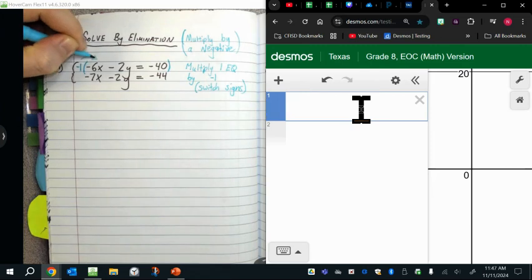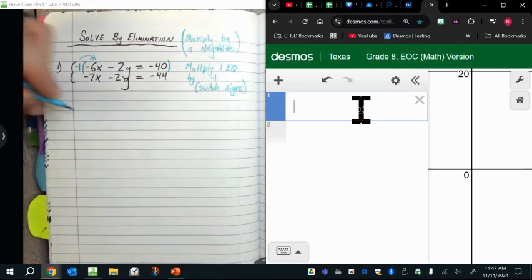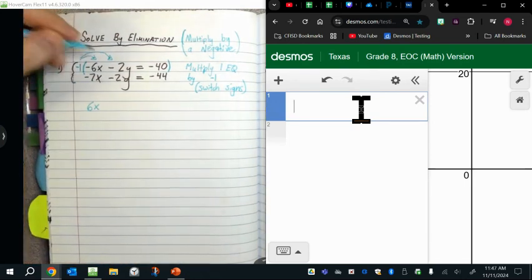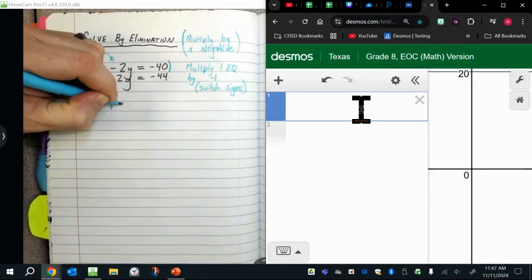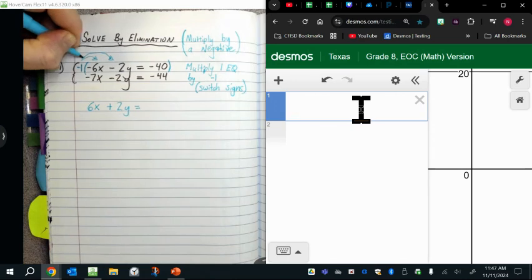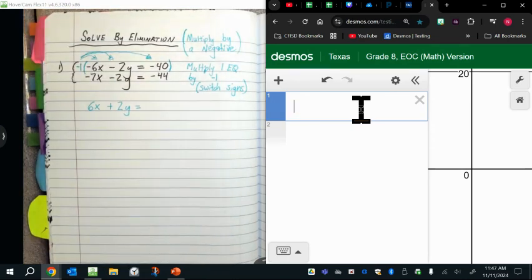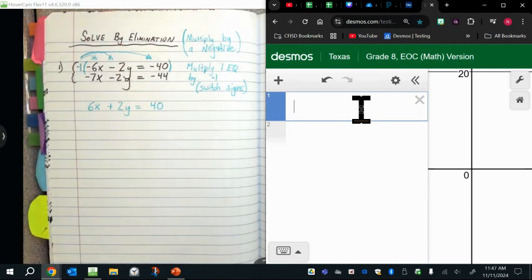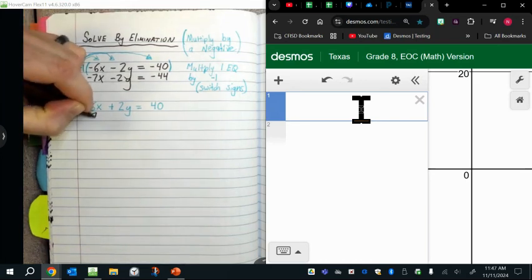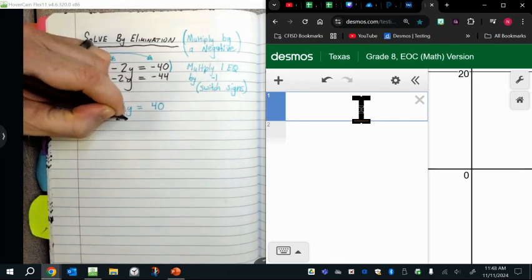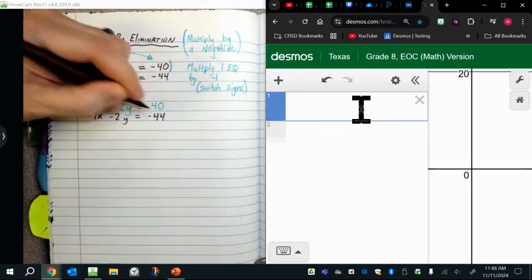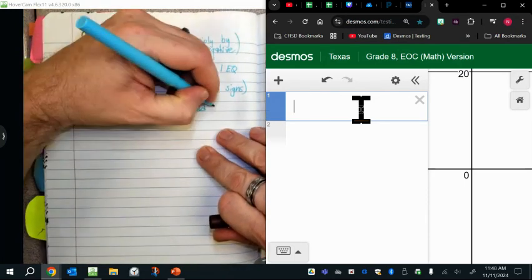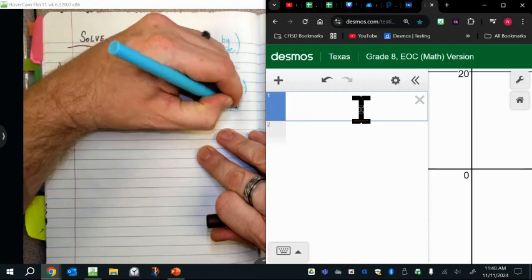So -1 times -6, that's going to be a positive 6x. -1 times -2y is going to be a positive 2y. And then we also need to take the -1 and multiply it with a -40, in which case will be a positive 40. So the next thing I will do is bring down my other equation, the -7x, the -2y, and the -44. Now I am ready to add my equations. So add the equations.